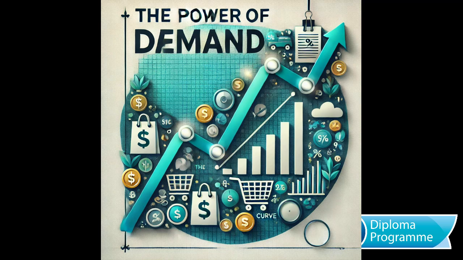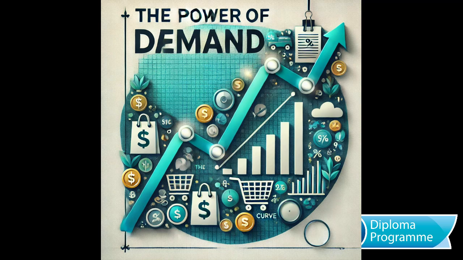For your IB economics exam, remember the formula for PED. PED equals the percent change in quantity demanded divided by the percent change in price. A PED greater than 1 means elastic demand, while less than 1 means inelastic demand.